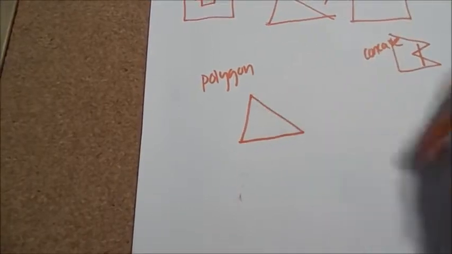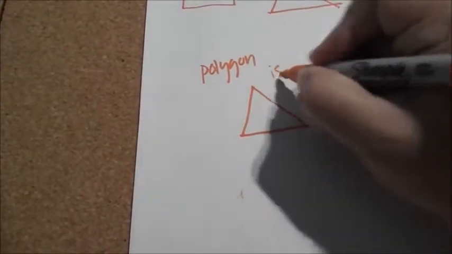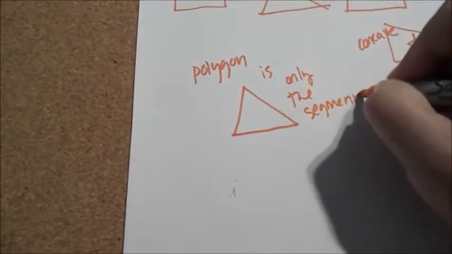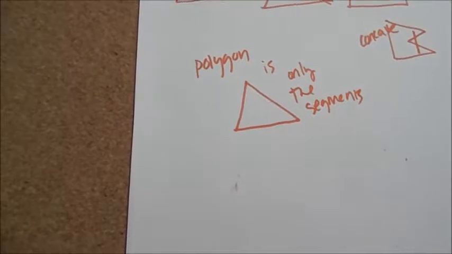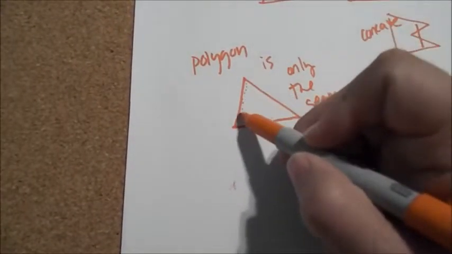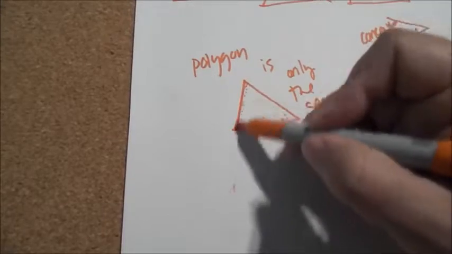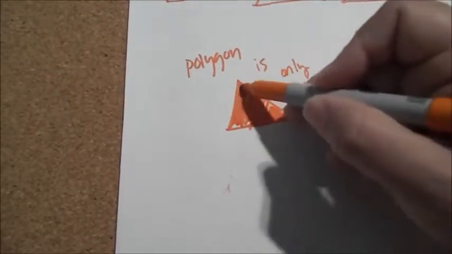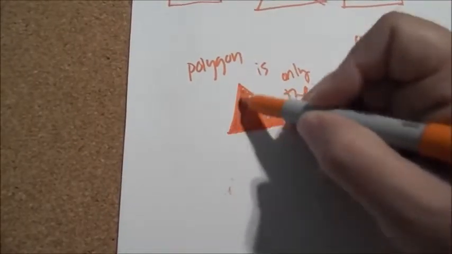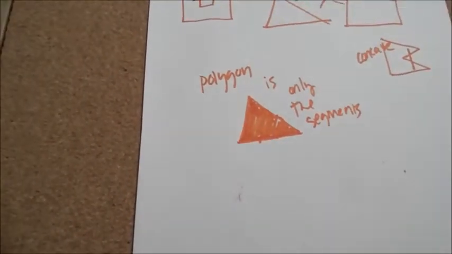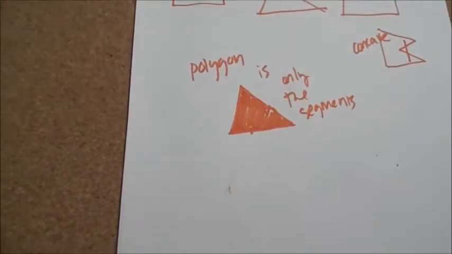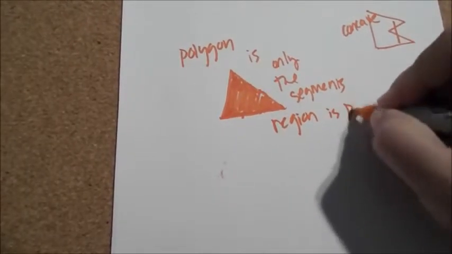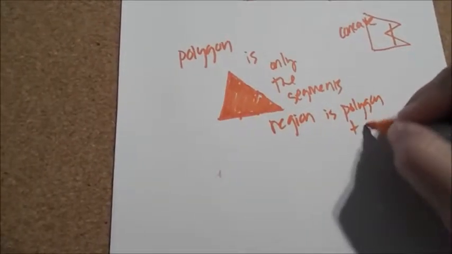Okay, the polygon is only the segments. That's it. So once you start saying you want to include all the points that would make up a solid area, including the triangle itself, plus all the interior, you end up with what we call a region. A region is the polygon plus the interior.